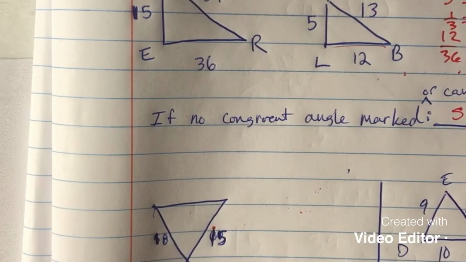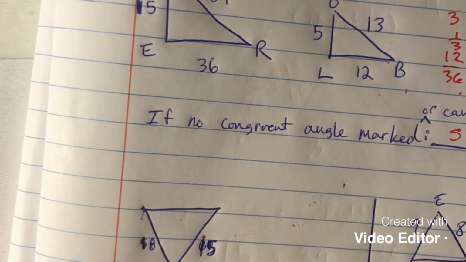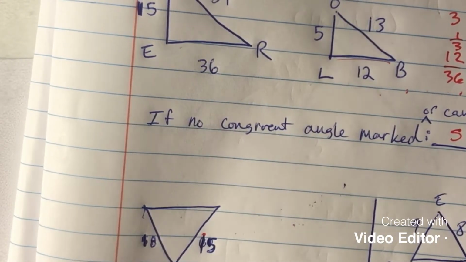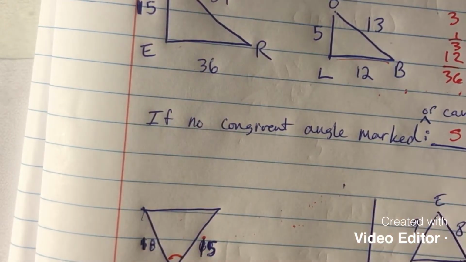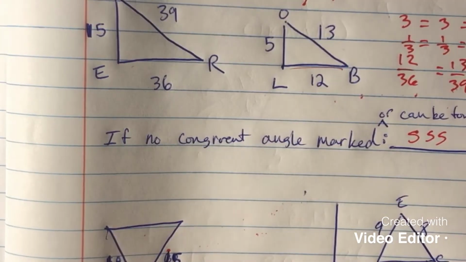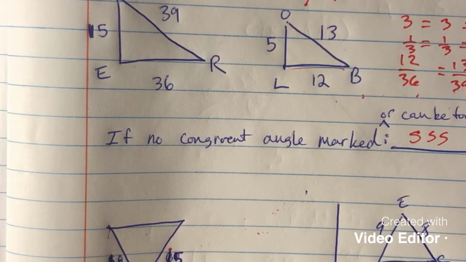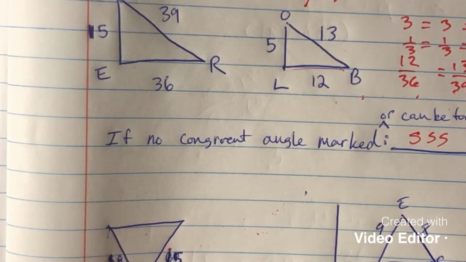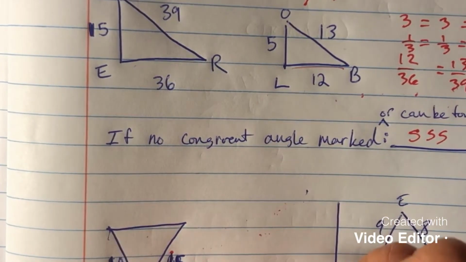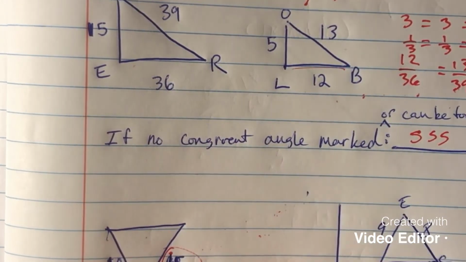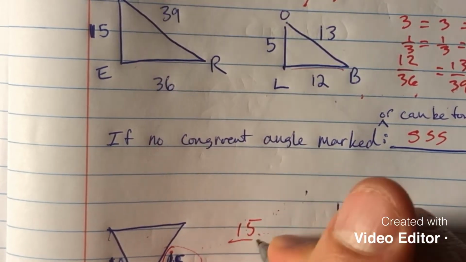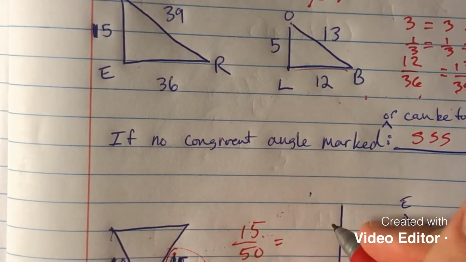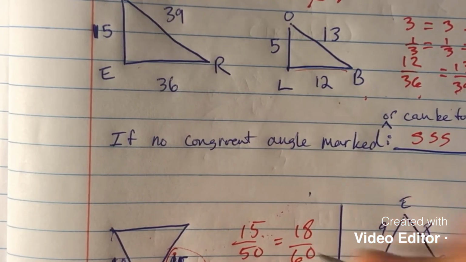All right, and this one, I need to know that even though it's not marked, these two angles are vertical angles, and vertical angles are always going to be congruent. So I'm looking to see if I have side angle side, and I need to prove it. It looks like 15 and 50 are what's similar, just based on the sizes. So it'll be 15 over 50 has to be equal to 18 over 60.